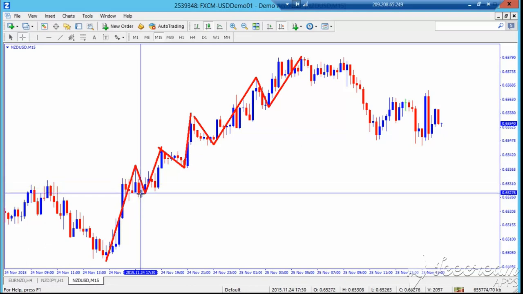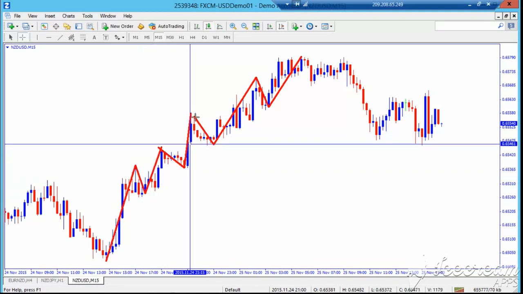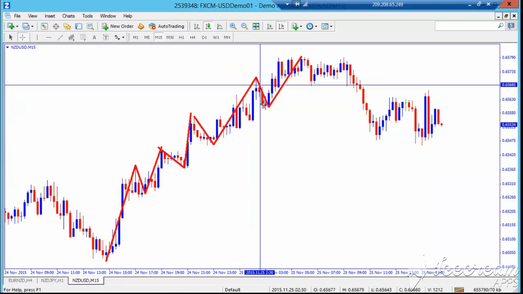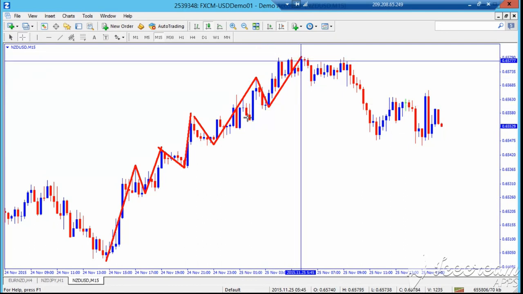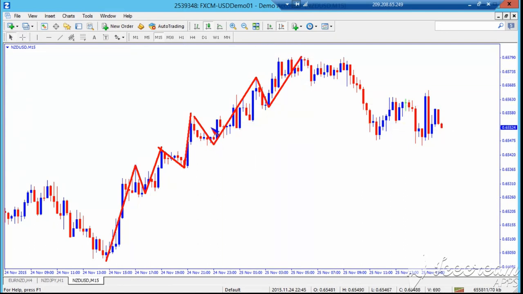Low, high, higher low, higher high, higher low, higher high, higher low, higher high. You establish an uptrend. And it's important because you want to establish these uptrends when we start laying in the Fibonacci.